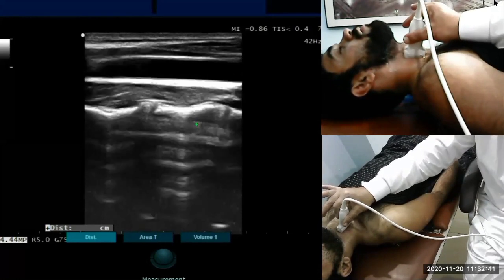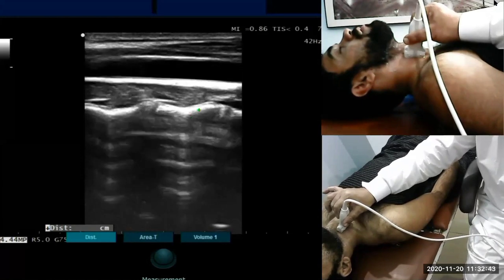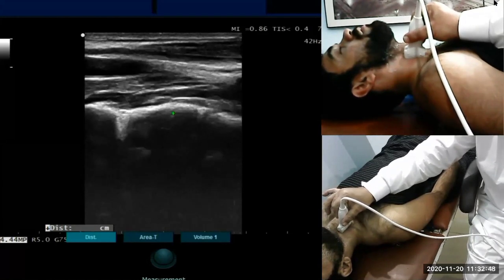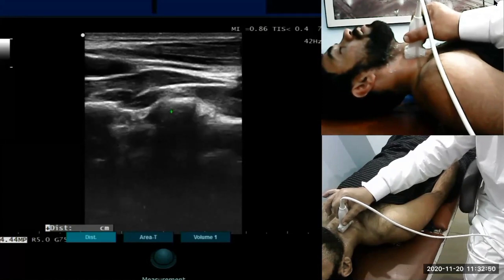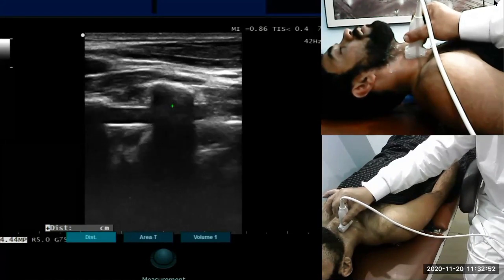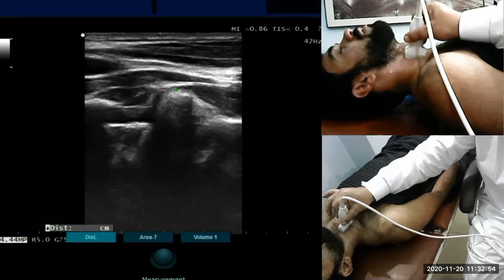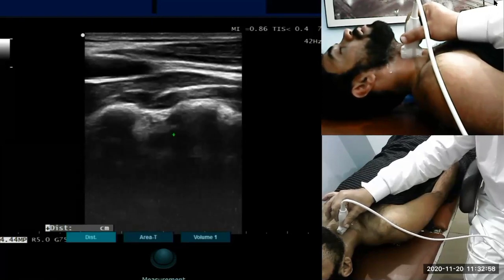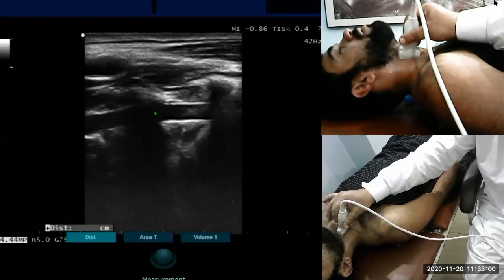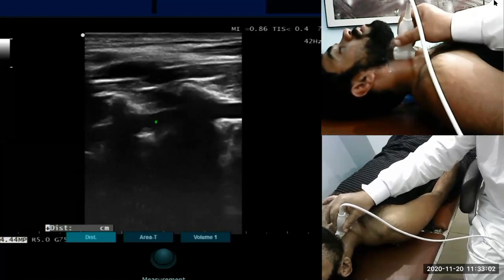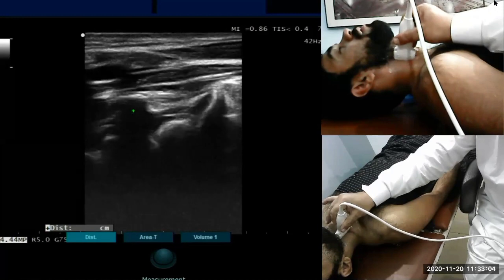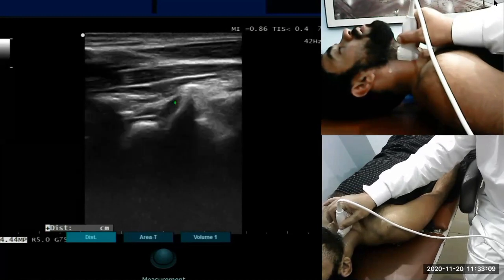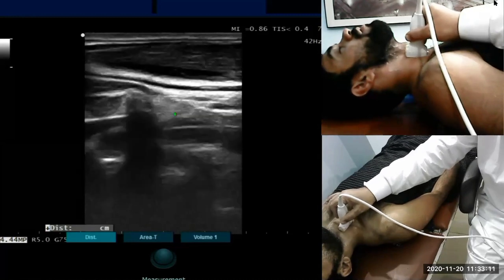are the vertebral bodies. I'm focusing on this vertebral body and moving the probe laterally, and I will see a transverse process producing black shadow. This is one. This is the other one. This is the next one. So you can see 1, 2, and 3.